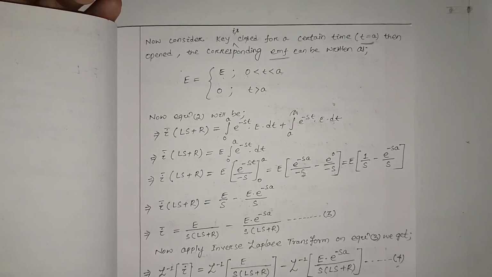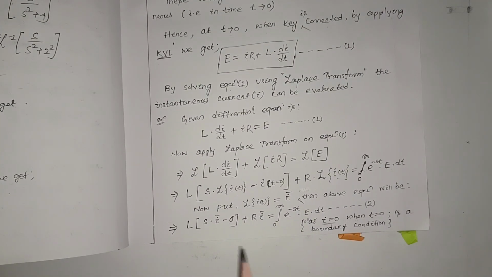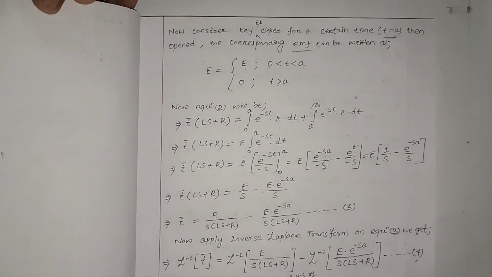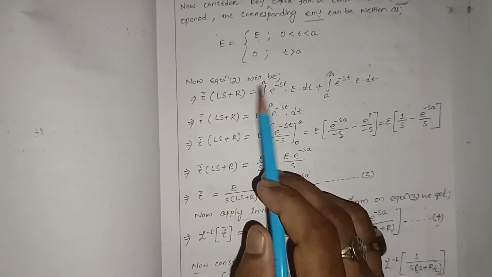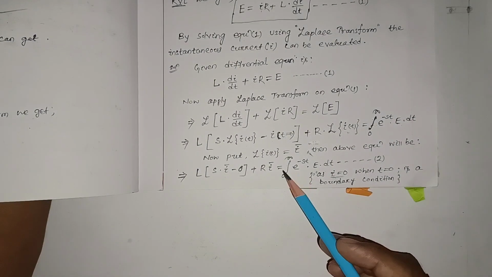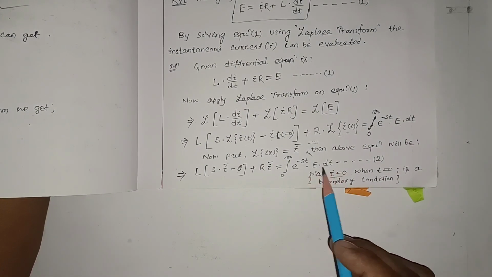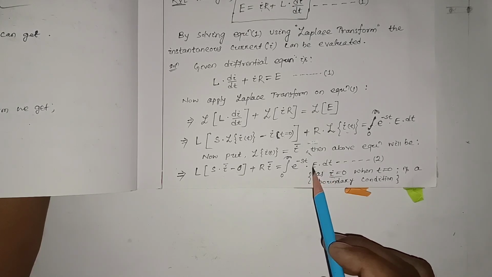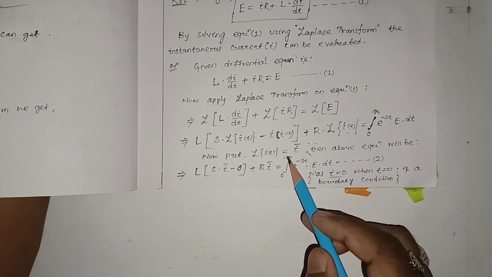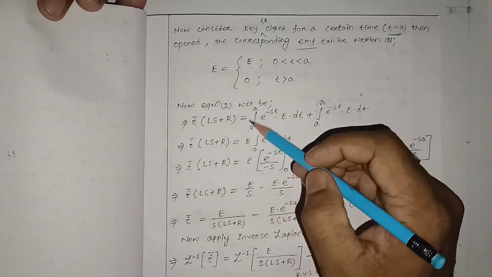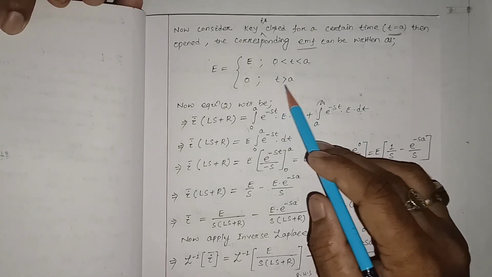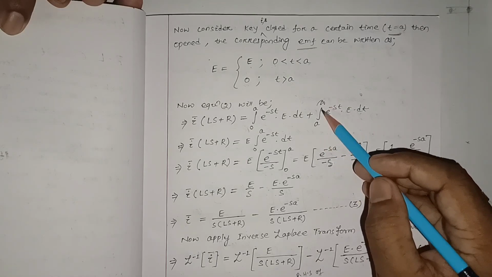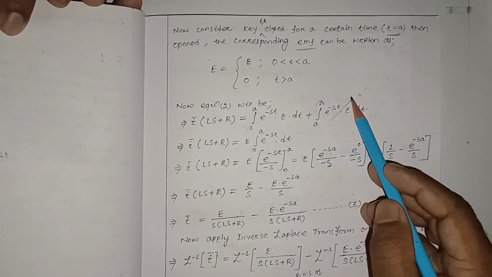Now equation number 2 will be written as L, here I bar is there, I bar taken common, Ls plus R equal to, here this integral from 0 to infinity will be segregated, as here with respect to time integration is there, so time is segregated as 0 to a, then a to infinity. In the time period after t equal to a, that means the a to infinity range, the E value is 0. So this term will be cancelled out.